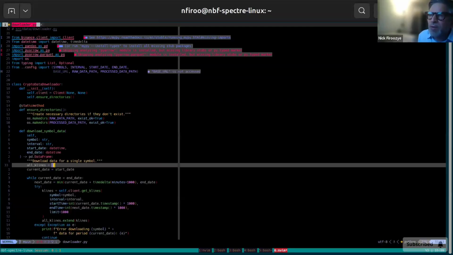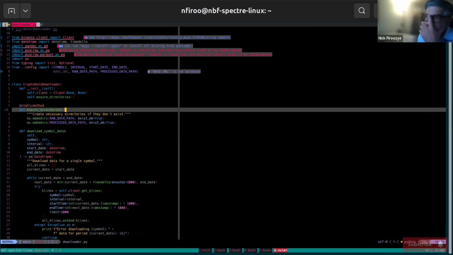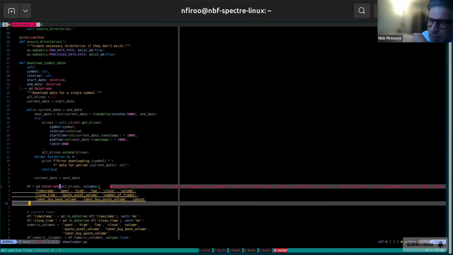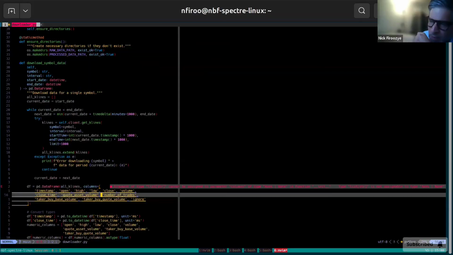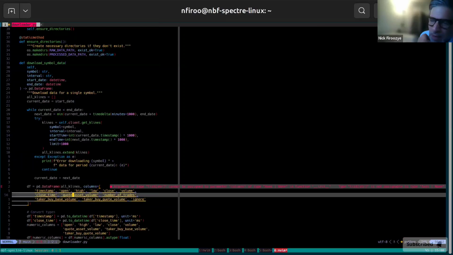Okay, the data downloader just takes the Binance client, and now it's been a little while since I put it together, but I think there's a config file, and it downloads all of these columns: timestamp, open, high, low, close, so the bars, and volume, close time, which isn't that interesting.